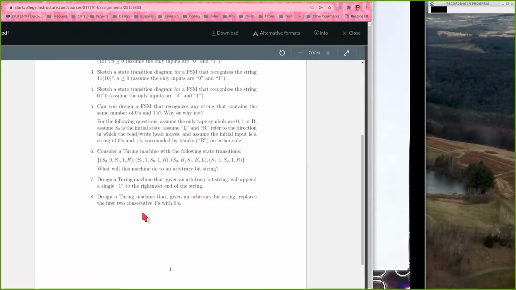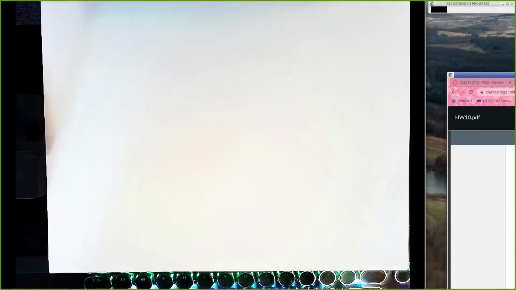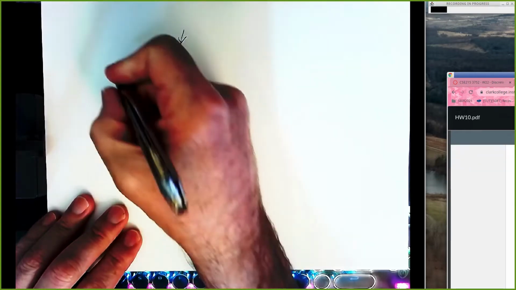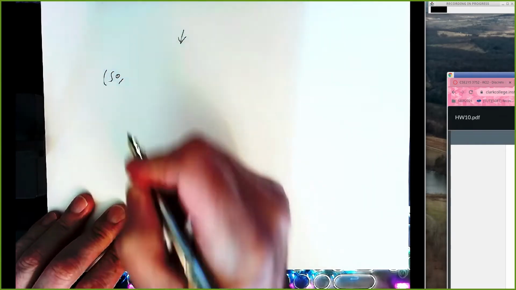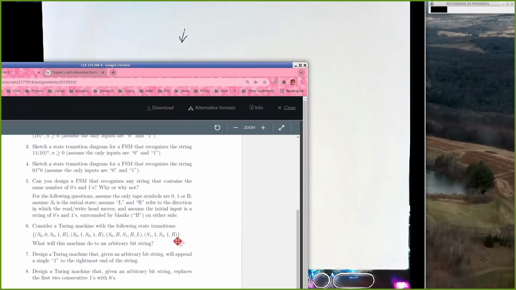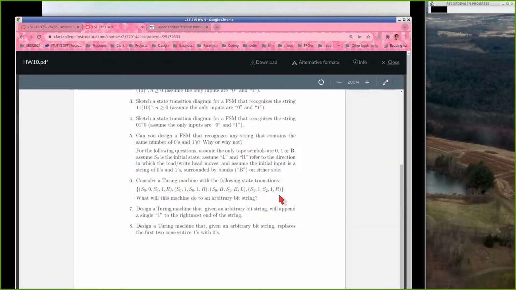So appending a 1 to the rightmost end of a string, assuming that we're sitting somewhere in the middle of our string to begin with, otherwise it's not very interesting. State 0. Question though before we begin there. Sure. When you say append, appending normally means you're putting it at the end, so we're not actually replacing it. Right. We replaced one of the B's. Yeah. Cool. Awesome. Thank you.